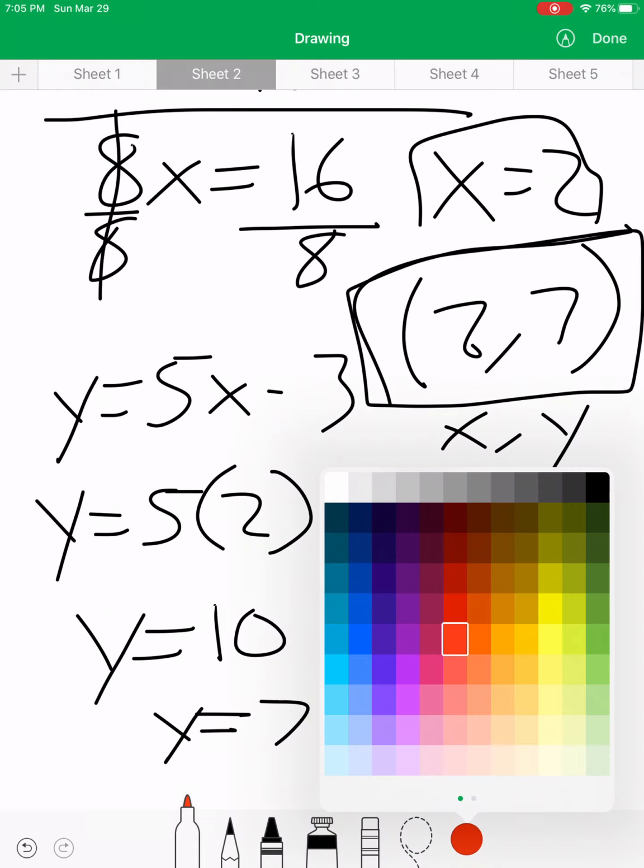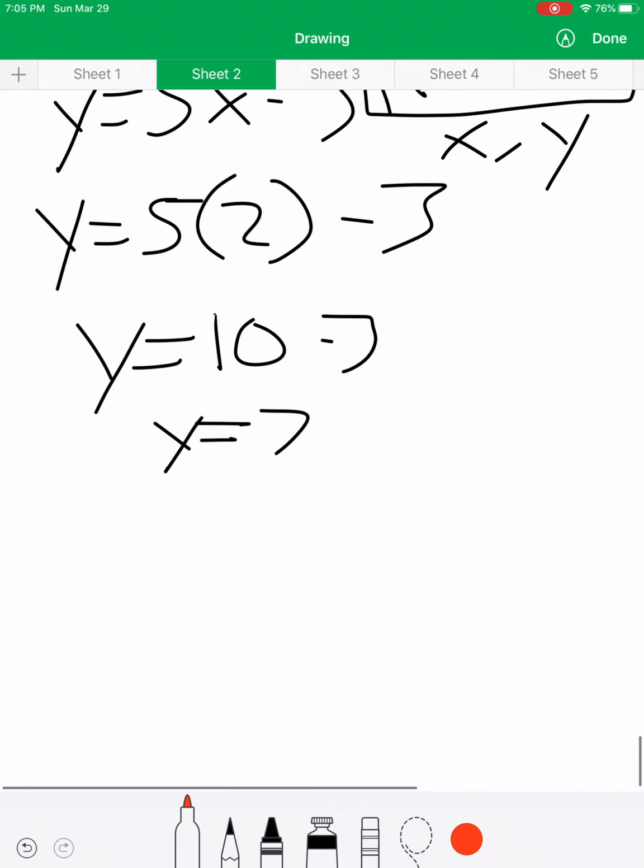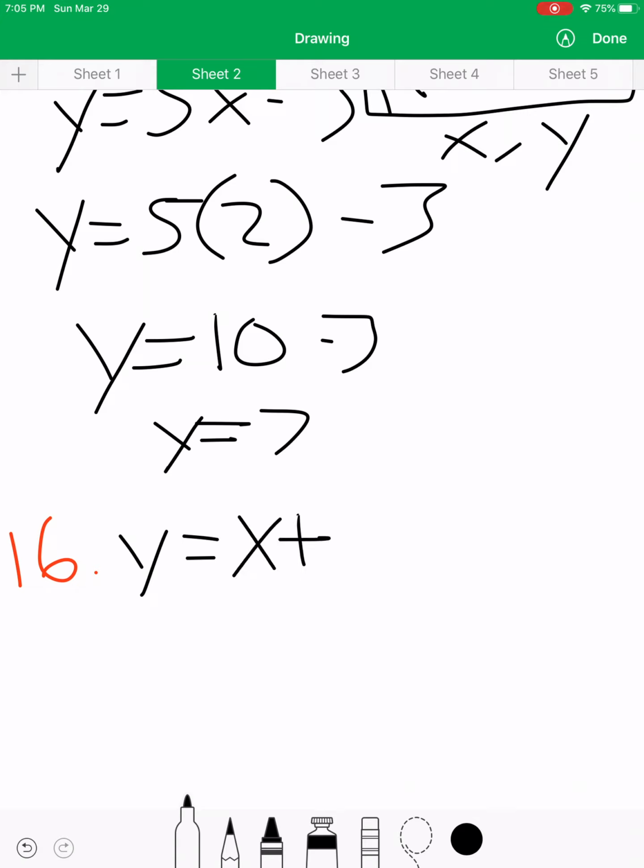All right, just a few more here. We're on 16 now. Number 16. Let's see here. How's number 16 written? Number 16 is y equals x plus 6 and y equals negative 2x minus 12. All right.